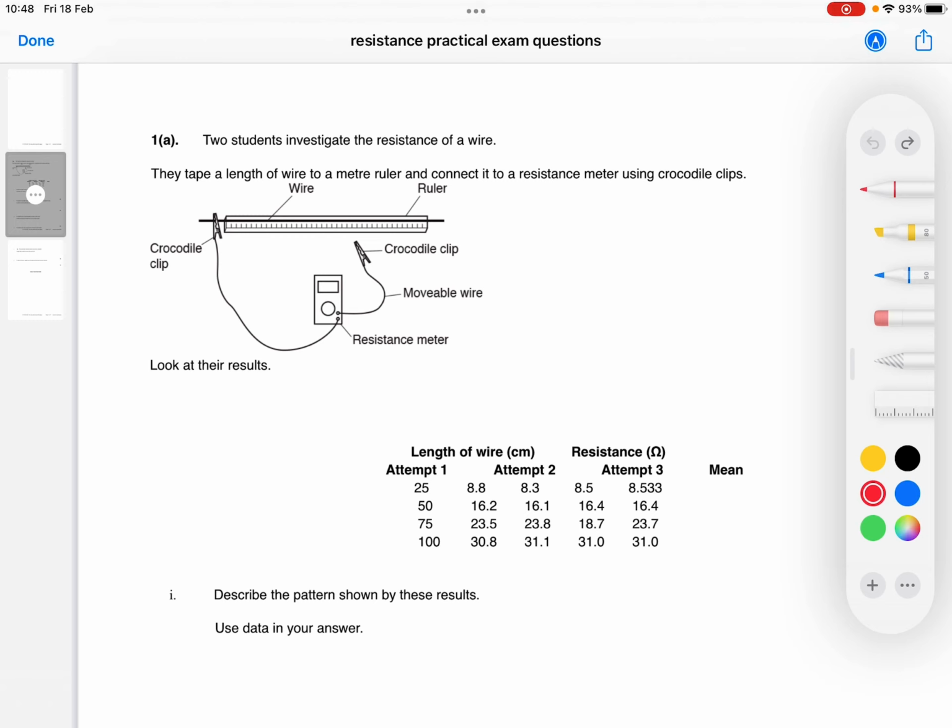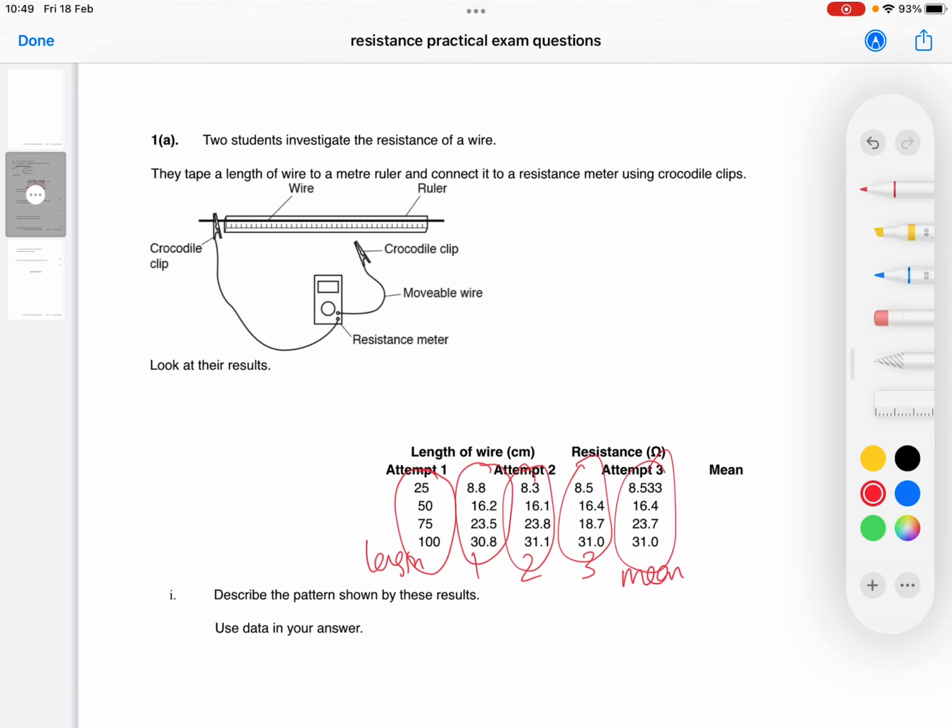So, two students investigate the resistance of a wire. They take a length of wire to a meter ruler and connect it to a resistance meter using crocodile clips. There you go, nice little diagram there. Look at their results. Here we go, so we've got attempt 1, attempt 2, attempt 3. Oh gosh, you can see that the table columns are all off, aren't they? Right, so this is clearly the length of wire. This is the resistance attempt 1, resistance attempt 2, resistance attempt 3, and the mean. So 1, 2, 3. Yeah, hopefully you were able to figure that one out.